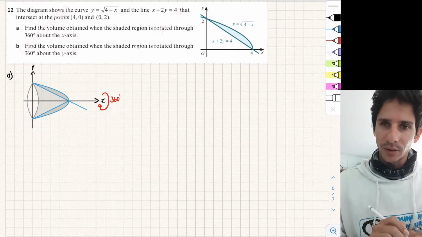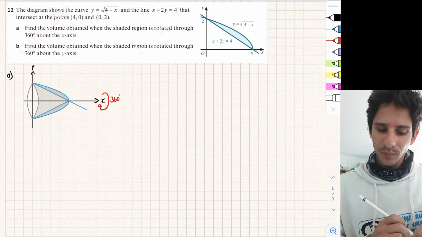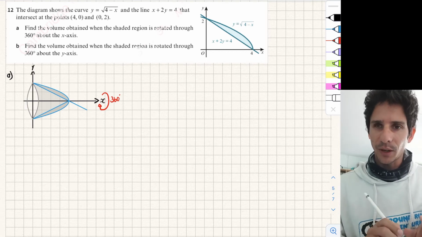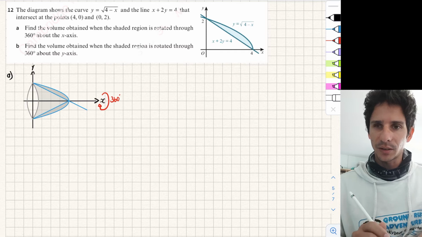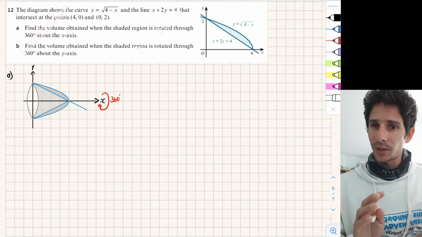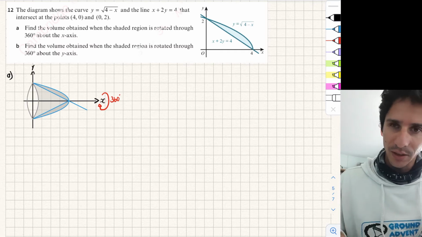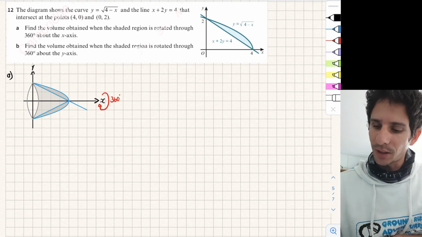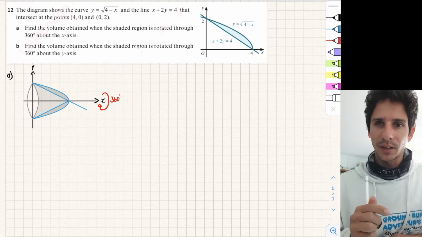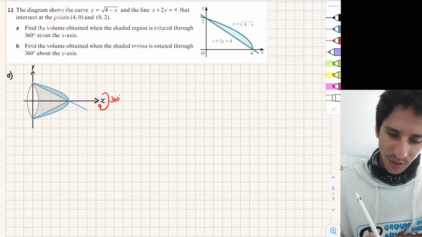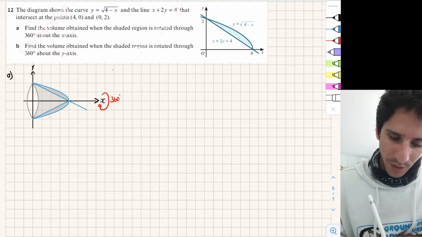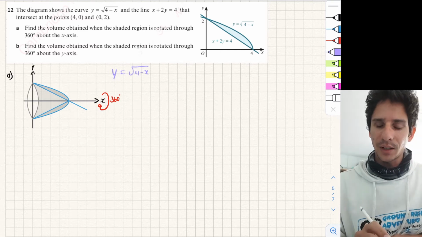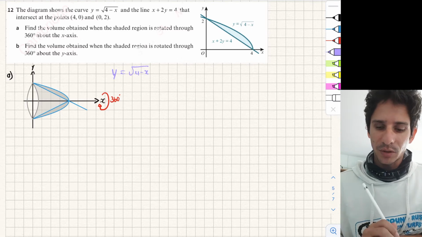So the first thing we need to do is consider these two functions, and make sure we have equations that are relevant. We're rotating around the x-axis, so we need a function that's y equals, because we need y squared at some point. So I'm going to change both my equations into y equals format. That's just going to make it easier when I get to the integrals. One of the graphs is already y equals square root of 4 minus x. That's great. And the other one is x plus 2y equals 4.